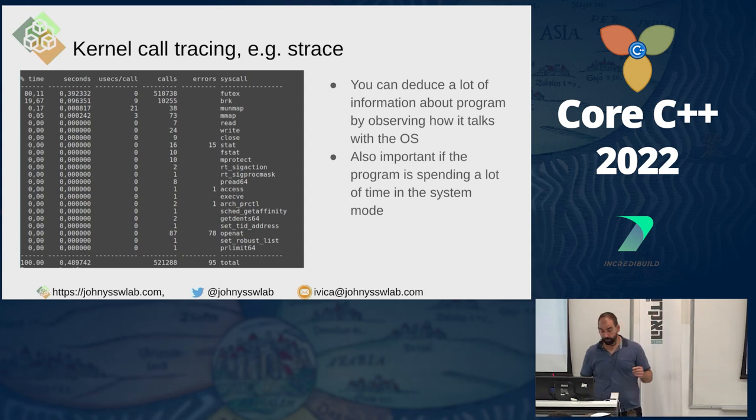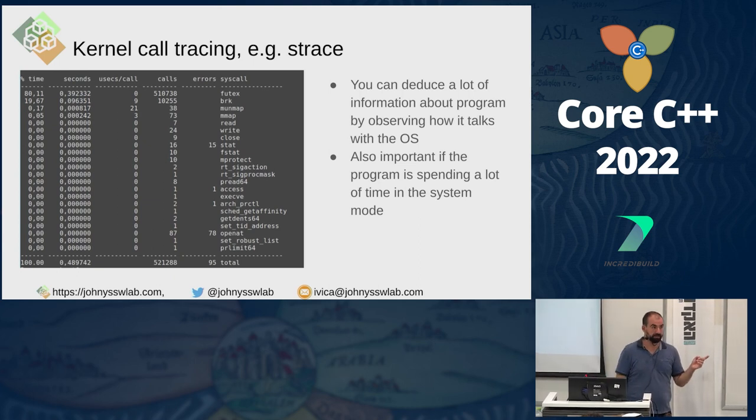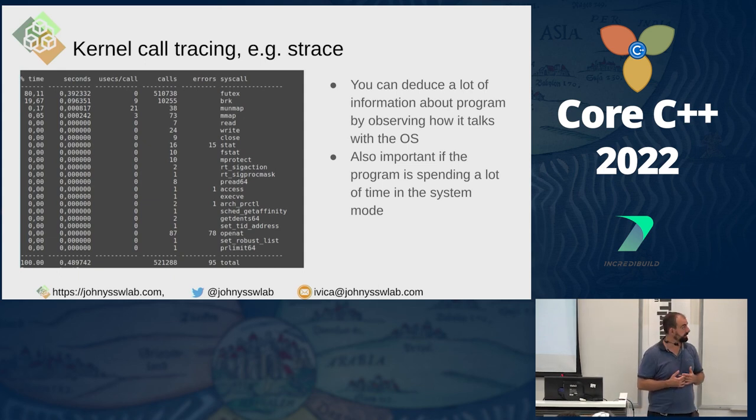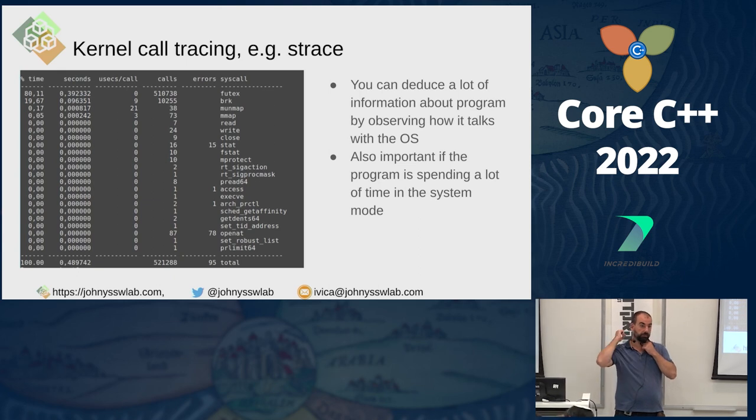Now, one of the biggest and simplest system call tracers is called strace in Linux. I think a similar thing exists in Windows as well. And you can actually deduce a lot of information using strace about how your program behaves.